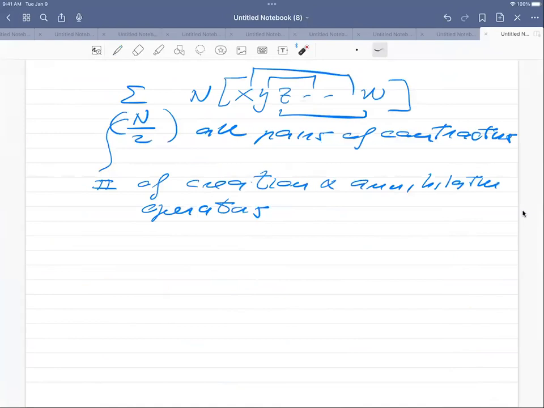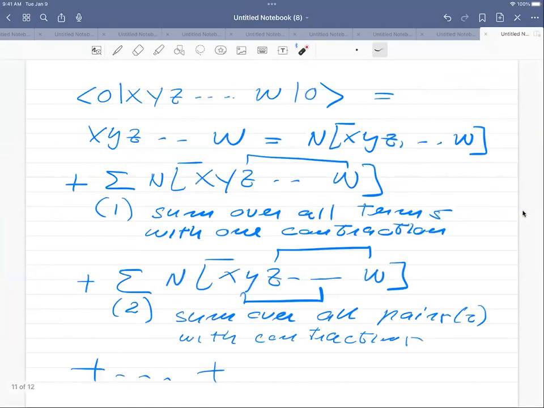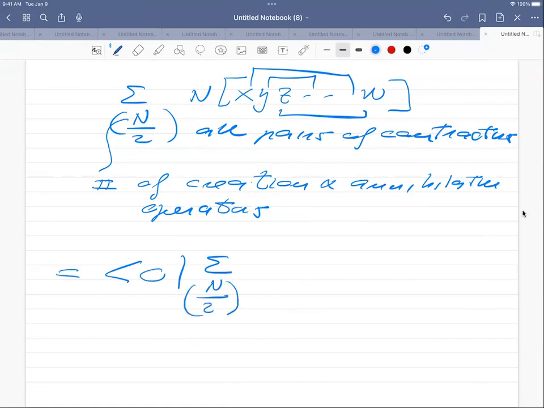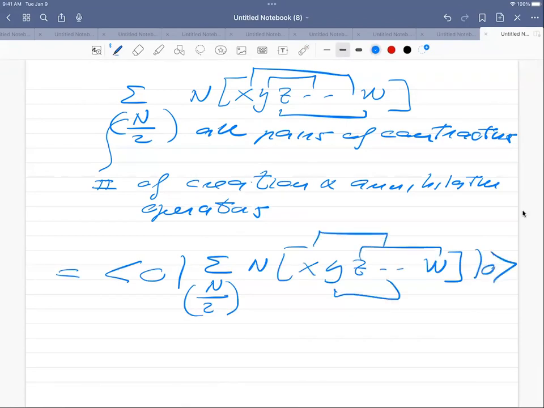So the nice thing with the theorem is that it's only the last term which survives. So when I look at this expectation value, which I put up here in the beginning, this is equal to 0 plus simply the last term, the sum over all pairs of contractions of this normal ordered product of operators, x, y, z, like this.